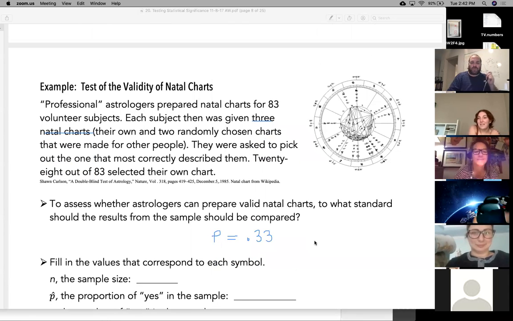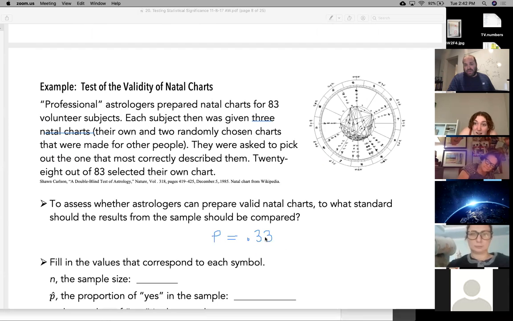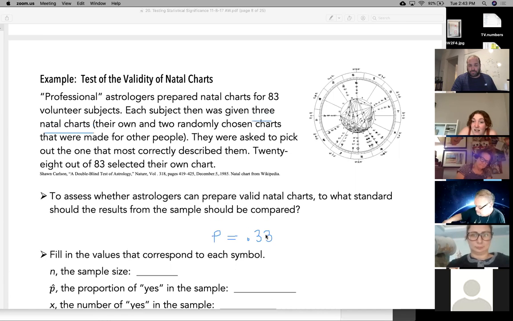We're going to work under the assumption that P is 0.33. Even if it's not what they intended, we can still do it. So P equals 0.33 is what we expect, because if it's truly nonsense, then 33% of the people should select their own chart. Every person has a 1 in 3 chance, which means 1 in 3 of them should do it. So we're expecting 0.33.